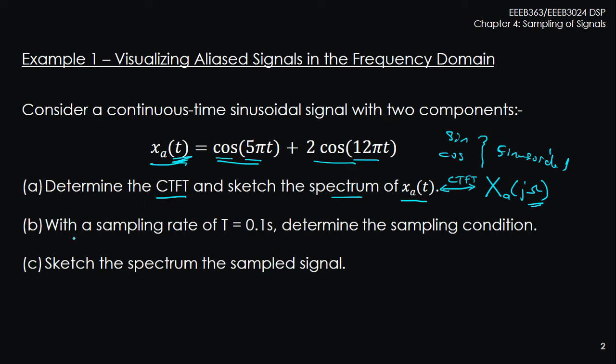Next, we're also given the sampling rate, which is 0.1 seconds. And then we're asked to determine the sampling condition. Sampling condition in this case is simply to find out whether aliasing occurs or not. Part C is to sketch the spectrum of the sampled signal. So we're sampling with a sampling rate of 0.1 seconds. We're sampling this original signal, x_a(t), with this sampling rate. Thus, we'll end up with a sampled signal. And then we're asked to sketch the spectrum of that sampled signal.